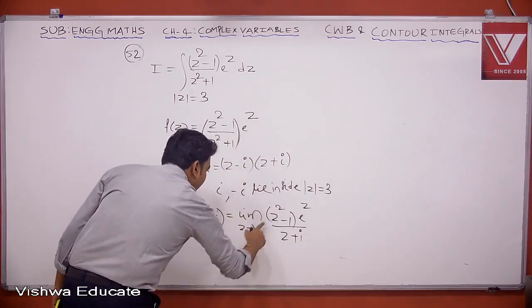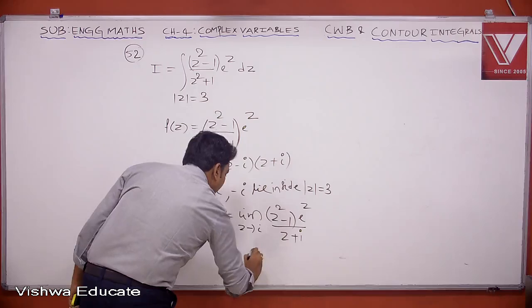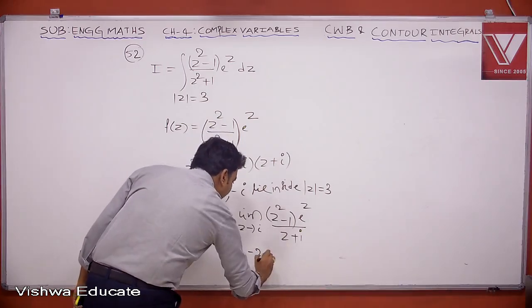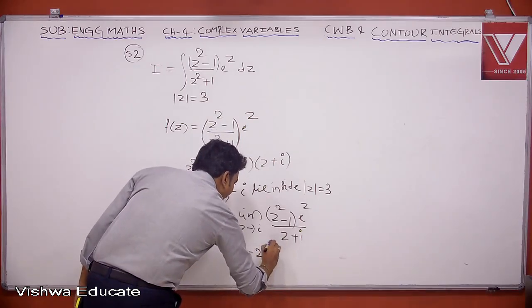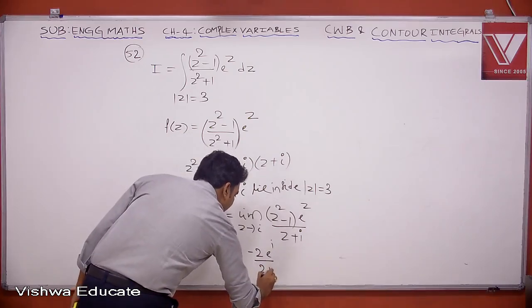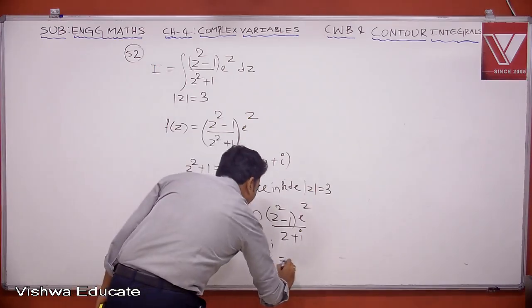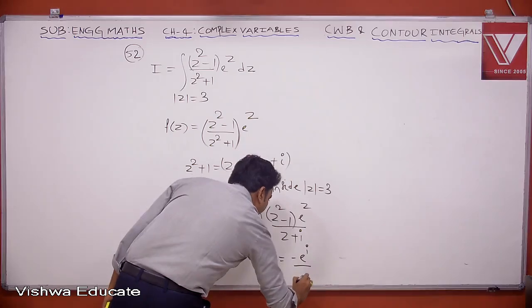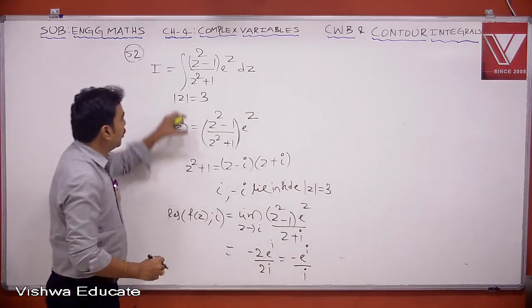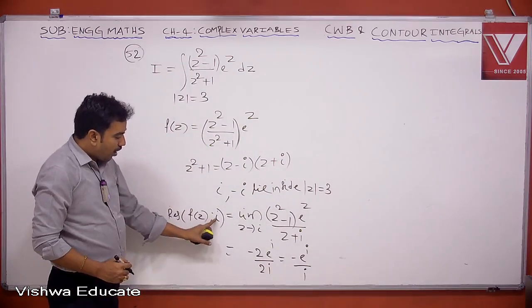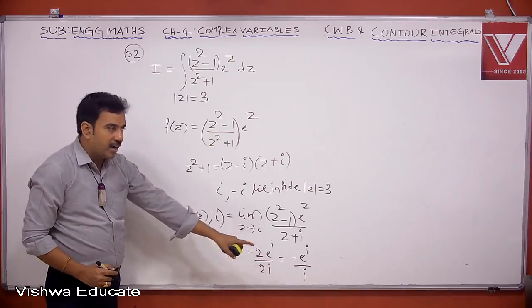So replace z by i, i square is minus 1, so minus 2 into e power i divided by 2i. Therefore minus e power i divided by i. So the residue of this function at the pole i is minus e power i by i.